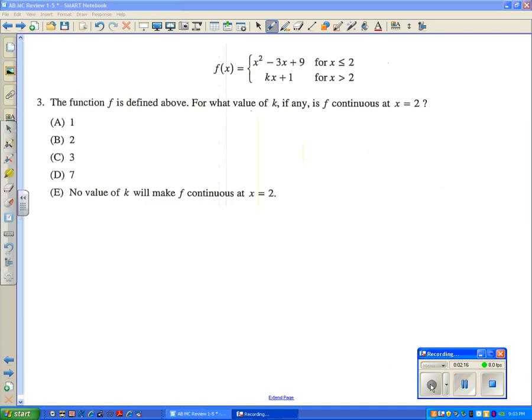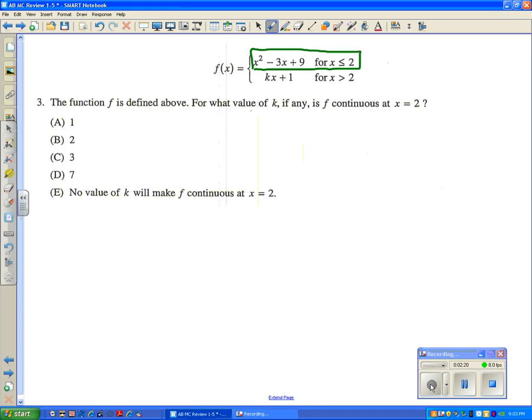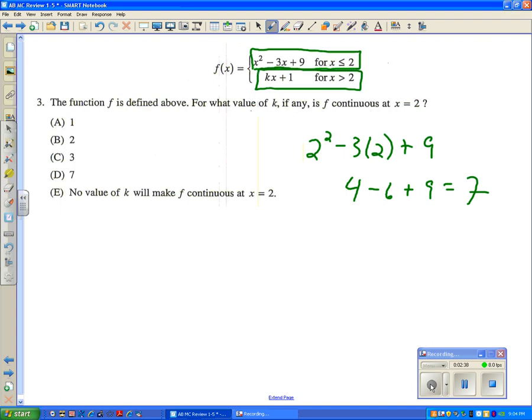In this problem, the first rule in the piecewise function leaves off at 2. If we put 2 in and square it and subtract 3 times 2, and if we add 9, we find that 4 minus 6 plus 9 equals 7. That's where the second one needs to pick up. In other words, if 2 could go into the second one, 2k plus 1, it would have to equal 7, where the first one left off.